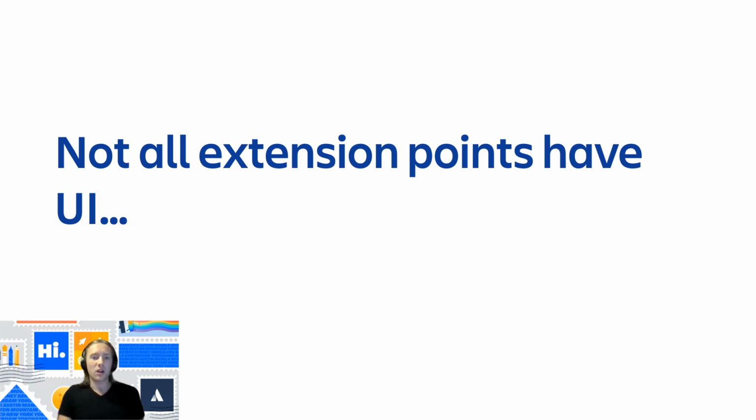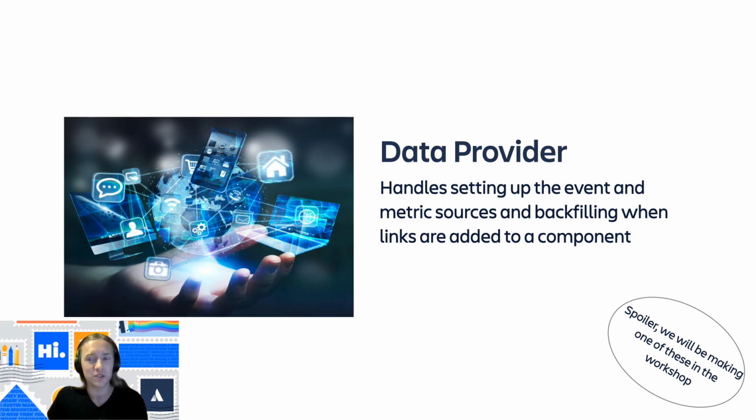All right, but not all modules are extension points visible in the UI. We have one more module, which we'll be using today in the workshop, that's not UI based. What it does is it handles the setting up of event and metric sources and backfilling links when they're added to a component. In order to power things like we saw with PR cycle time from one of your source control management apps, it needs to set up what's called event sources and metric sources in Compass. And this module is going to help you do that. We're also going to be using this today in the workshop.